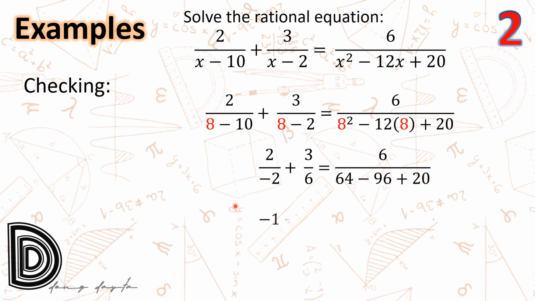Next, negative 1 plus 1 half equals negative 6 over 12. So negative 1 plus 1 half is negative 1 half, and negative 6 over 12 is negative 1 half. Therefore, our answer is correct.